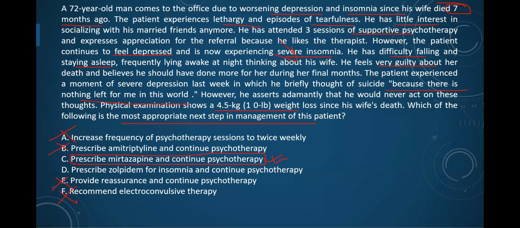Okay, so that's how you should switch the antidepressant medication. That is called the washout period. Any time you want to switch a patient from one antidepressant to another antidepressant, there should be a washout period between these two antidepressants. Why? Because it reduces the risk of serotonin syndrome. Clear?